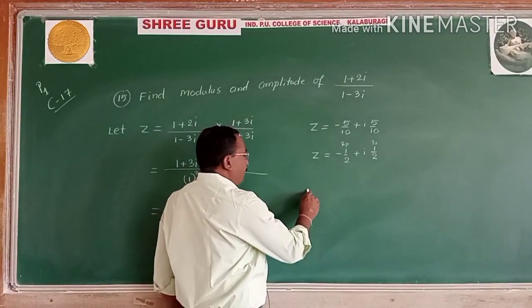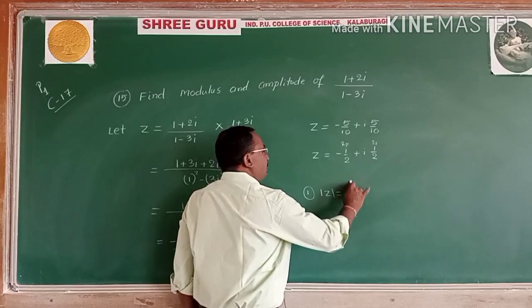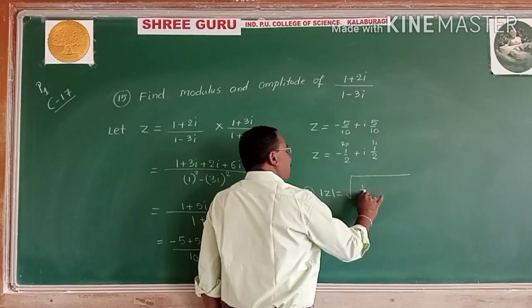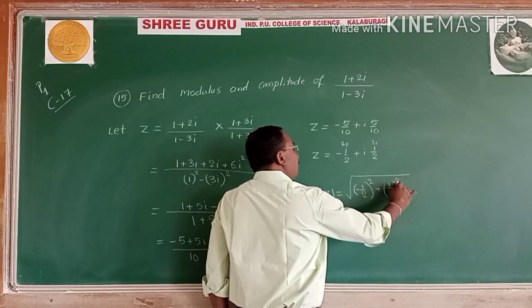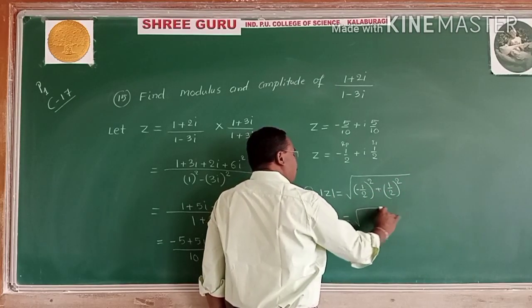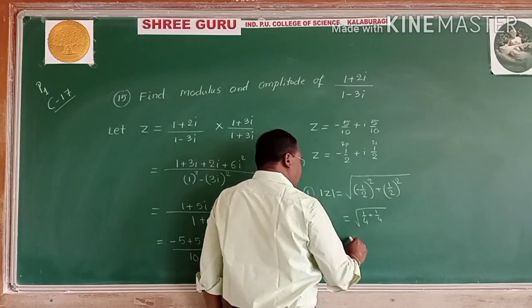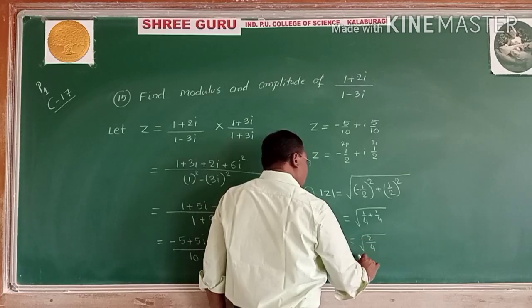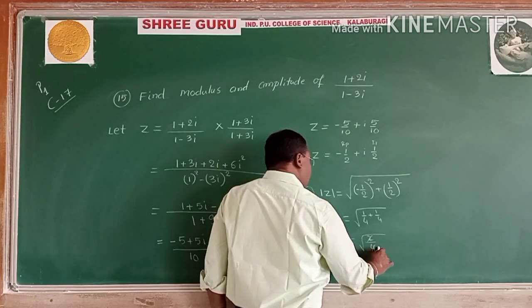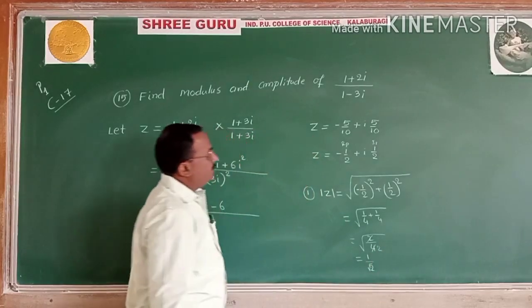First, to find modulus, mod z is equal to the square root of real part square plus imaginary part square: negative 1 by 2 whole square plus 1 by 2 whole square. What is that? 1 by 4 plus 1 by 4. LCM is 4, 1 plus 1 is 2. 2 over 4 gives 1 by 2, so 1 by root 2 is the modulus.